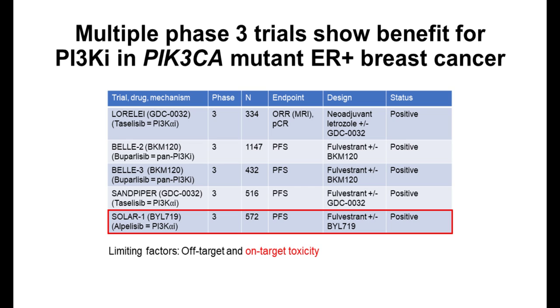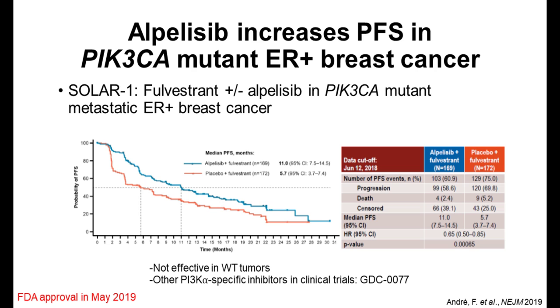Here is shown a graph of multiple phase 3 trials, randomized clinical trials that have actually shown a benefit for PI3 kinase inhibitors in PIK3CA mutant estrogen receptor positive breast cancer. And what is rather stymieing is that all of these clinical trials were positive clinical trials. They met their primary endpoint, increasing either pathologic complete response or progression-free survival, with combining a PI3 kinase inhibitor with standard endocrine therapy. But because of these on-target toxicity issues due to inhibition of the insulin signaling pathway, none of these drugs moved forward in the drug discovery process, with the exception of alpelisib, shown in the red box.